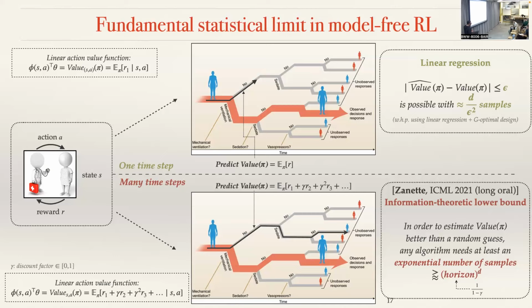Yeah, the policy pi is fixed then. It could be, you know, think about predicting the value of the optimal policy. It could be fixed or it could be, you know, the optimal one.